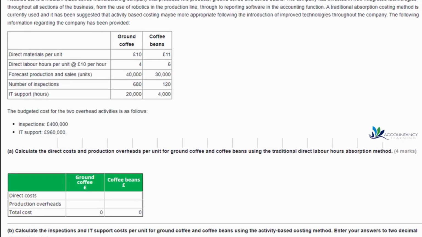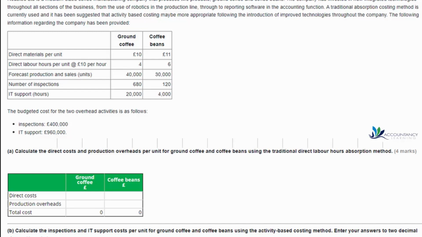This is a debrief of task 4 from sample assessment 1 of applied management accounting. So we're given quite a bit of information here. Part of the assessment is you absorbing all the information. So let's have a look at what they've given us.